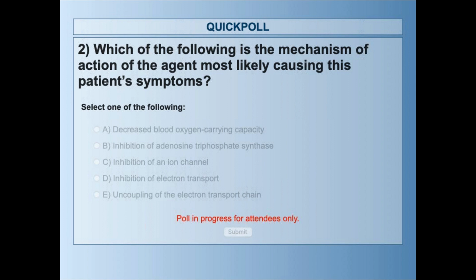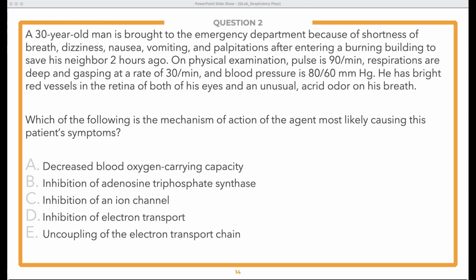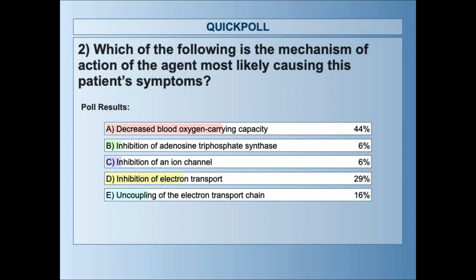Okay, let's see. Three-quarters of you have voted, so let's go ahead and close the poll and share the results. In this case, almost half of you went with answer choice A, decreased blood oxygen carrying capacity. And a little under a third of you went with inhibition of electron transport.